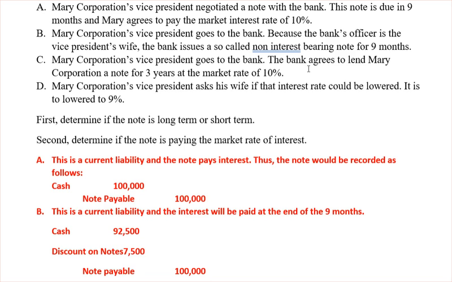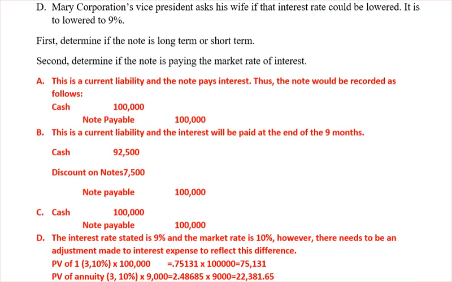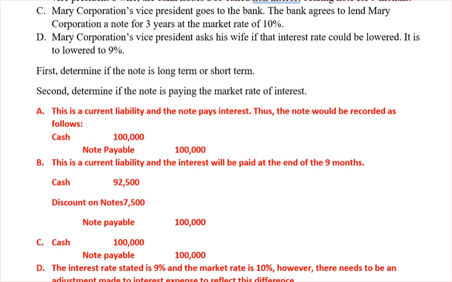In C, the bank agrees to lend them for 3 years at a market rate of 10%. 3 years, market rate 10%. Well, that's easy. If the market rate is equal to the stated rate, you treat it as if it were a current liability, and you're able to just go in and do your shortcut that you all know how to do, which is the 100,000 and the note payable. So in other words, this C got recorded just the same way as A, and A is a current liability and a note paying interest that we assume is reasonable.